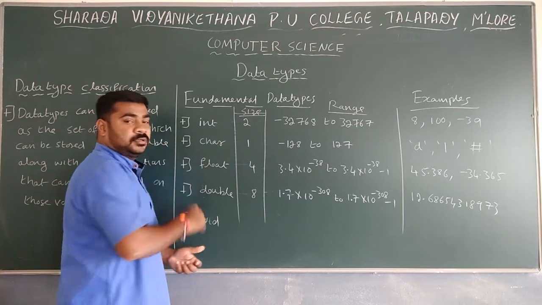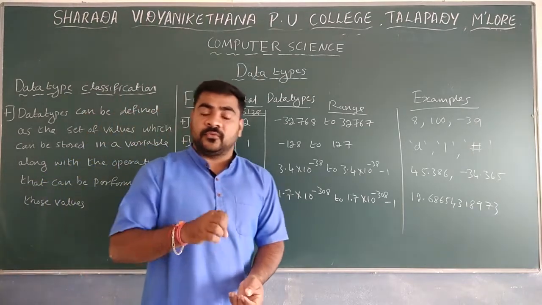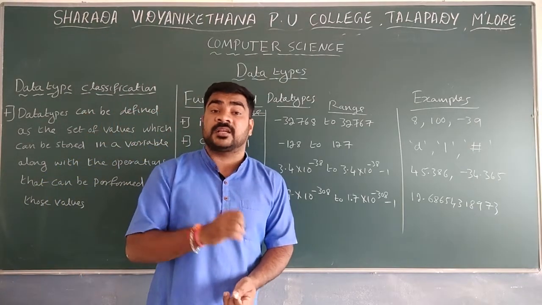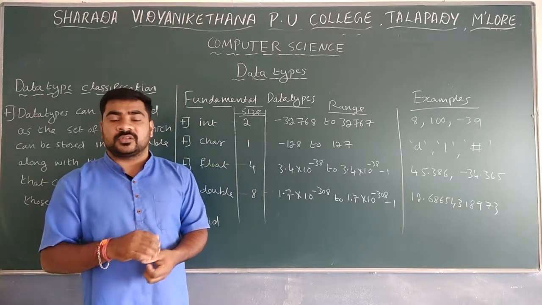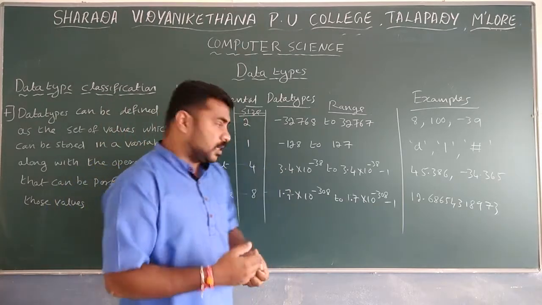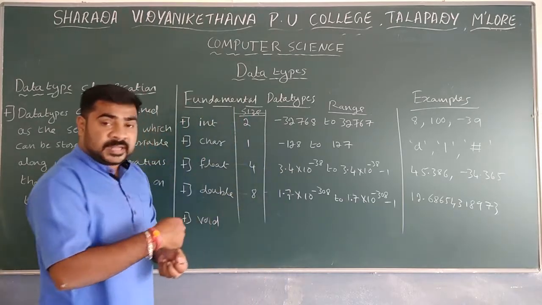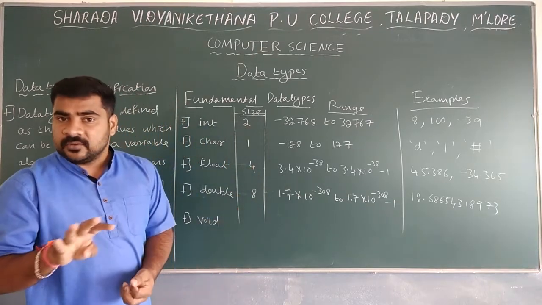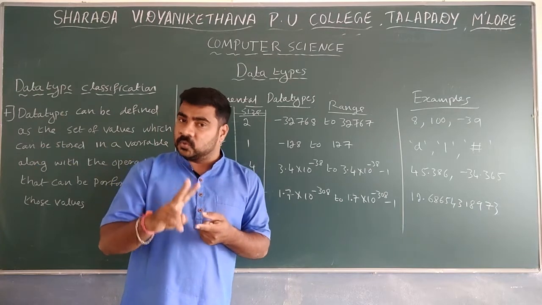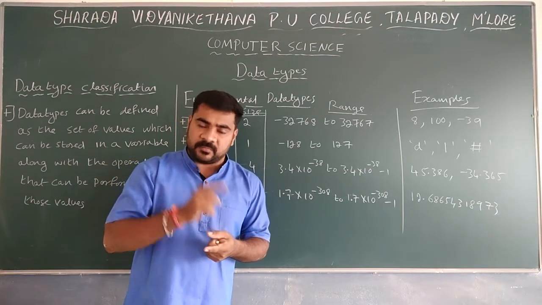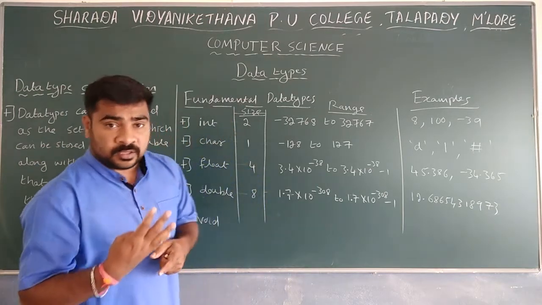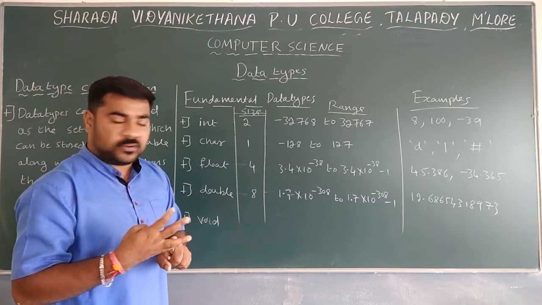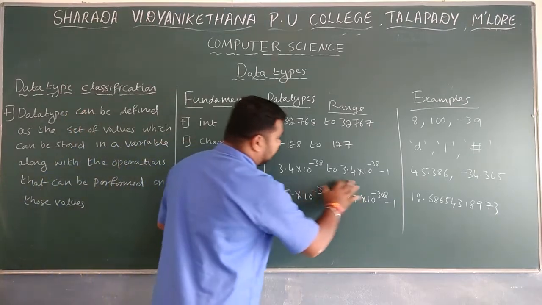Next one is float. The float is mainly used to store fraction values. Whenever you want to store fraction values, we make use of float. If you take the float, the size will be 4 bytes. You know, integer is 2 bytes, in case of character only 1 byte, and in case of float it will be 4 bytes. And this will be the range.